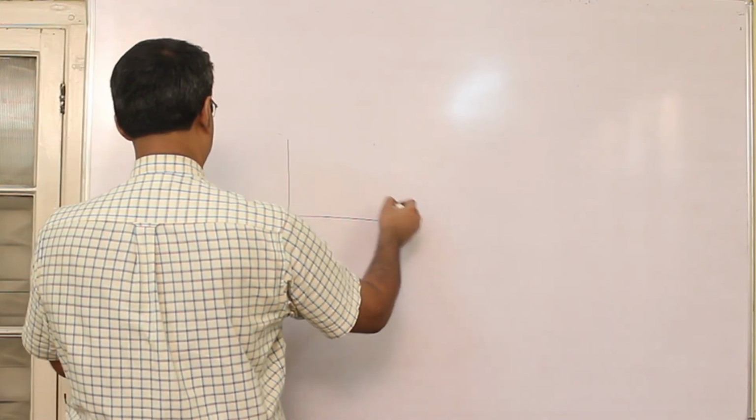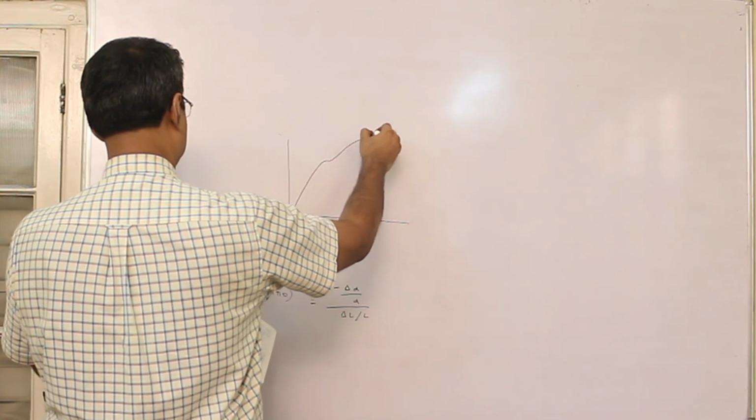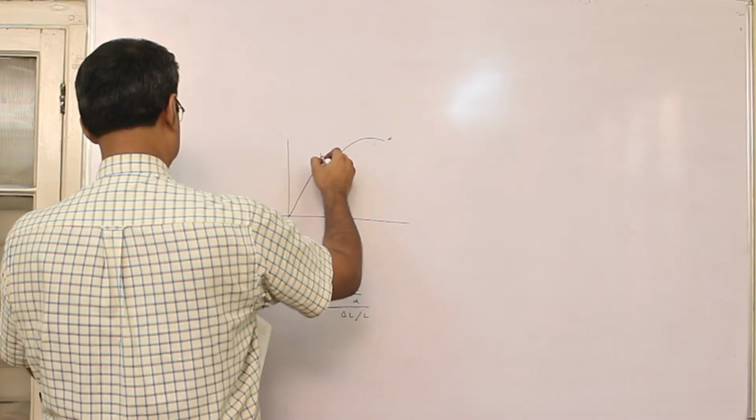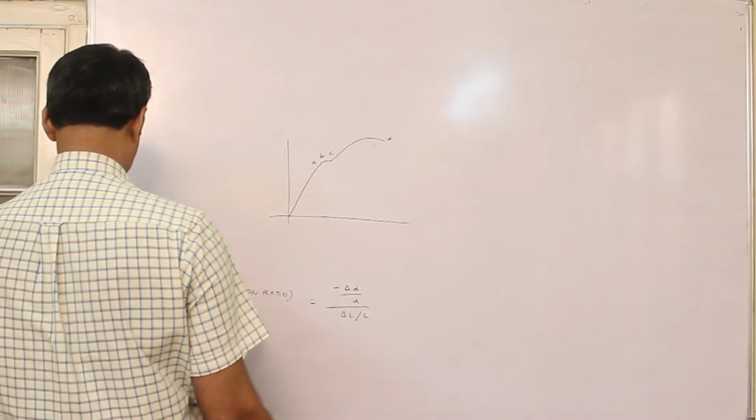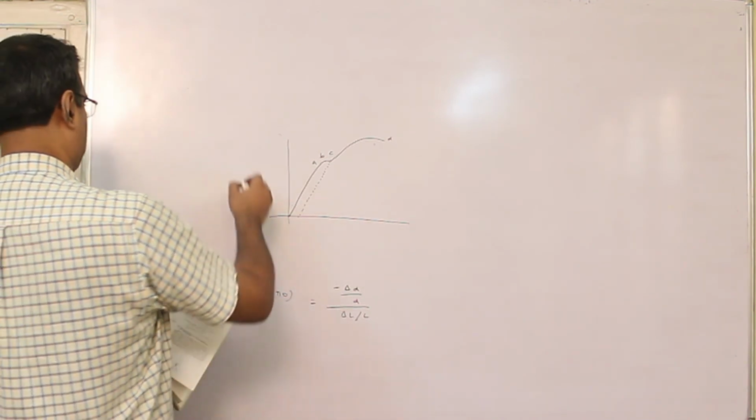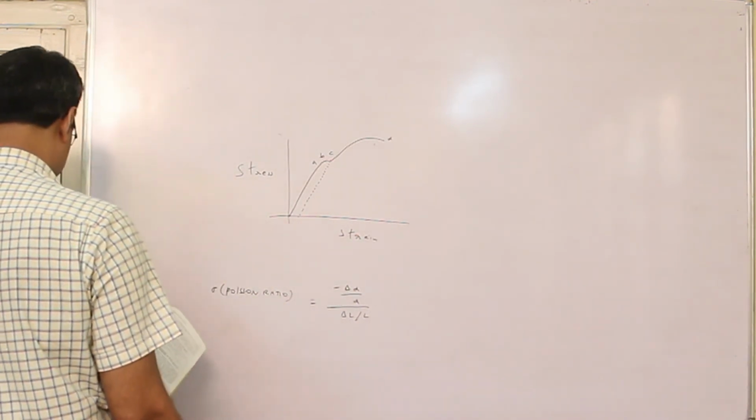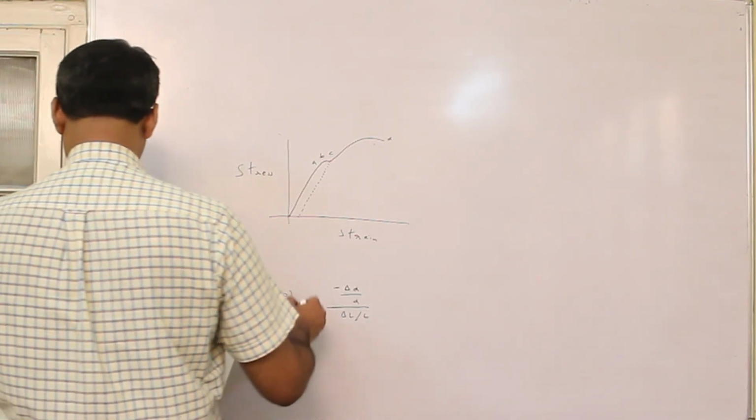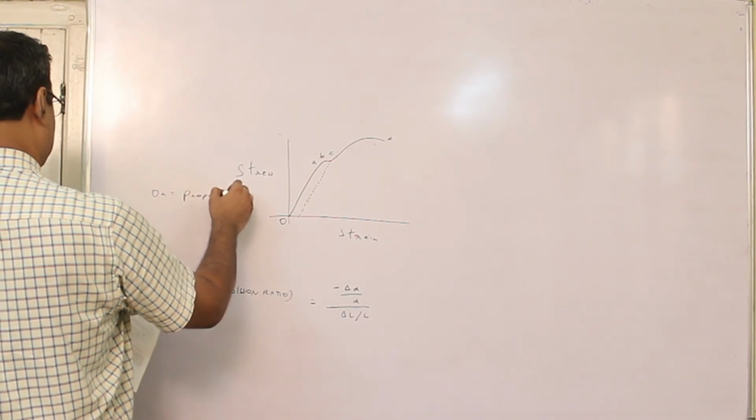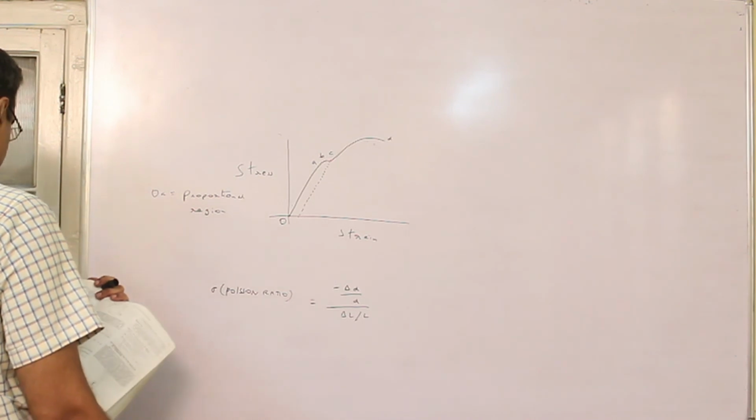Now, there is a very, very important graph. There is a metallic wire and it is being subjected to a stress, and this is the stress strain graph. Now the portion from O to A is called the proportional region. So in the proportional region, stress and strain will be proportional to each other.